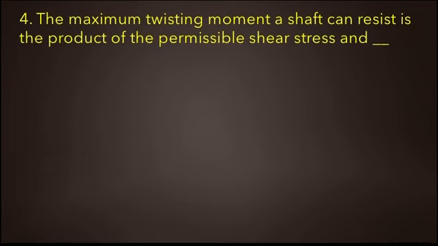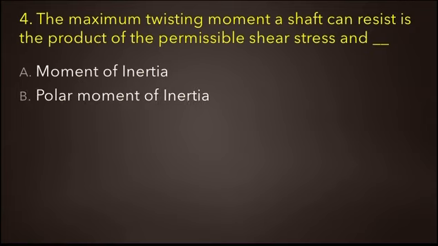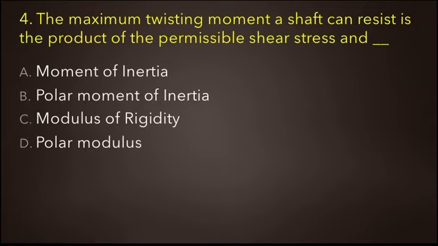Let us see the fourth question. The maximum twisting moment of a shaft can resist is the product of permissible shear stress and dash. We have the options: A. moment of inertia, B. polar moment of inertia, C. modulus of rigidity, D. polar modulus. The right option is D.